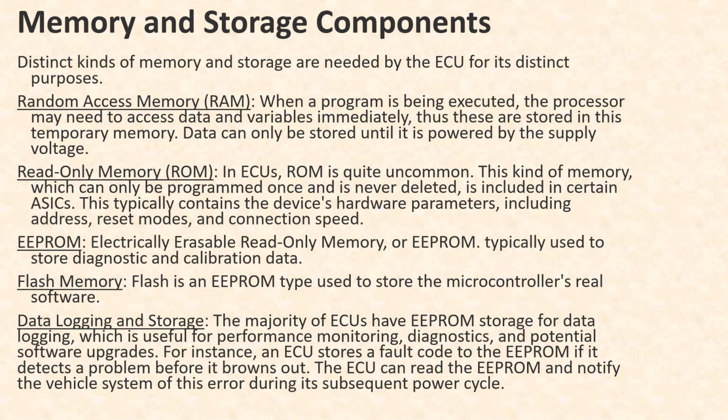For instance, if the ECU detects a problem before it browns out, it stores a fault code to the EEPROM. Alright, and the ECU can read the EEPROM and notify the vehicle system of this error during the subsequent power cycle. So it not only detects the fault, it also notifies the vehicle system of this error in the subsequent power cycle.